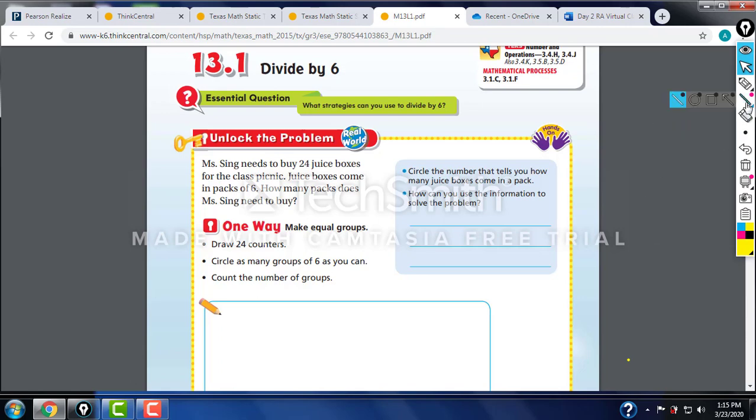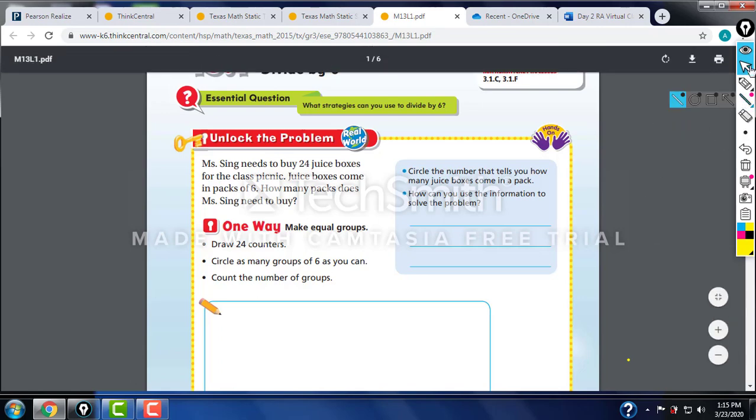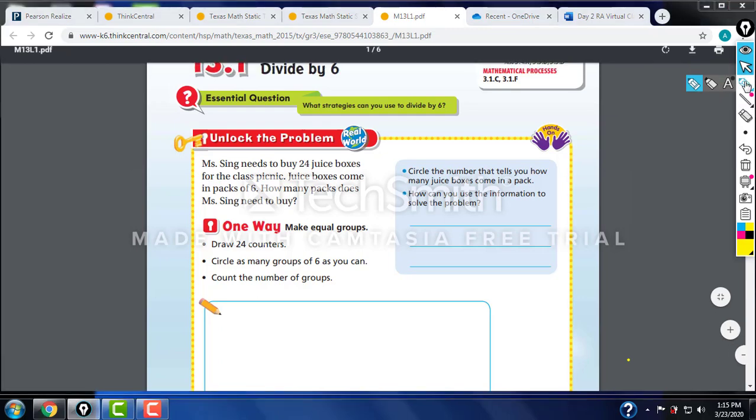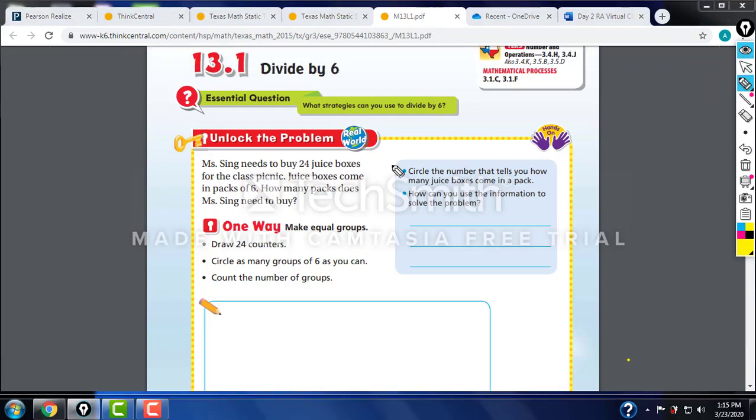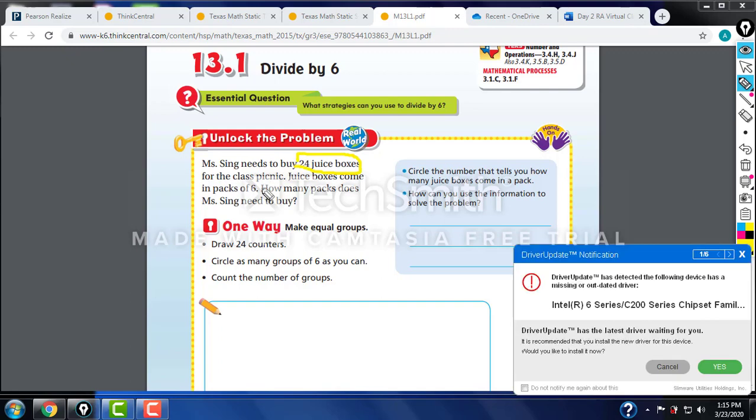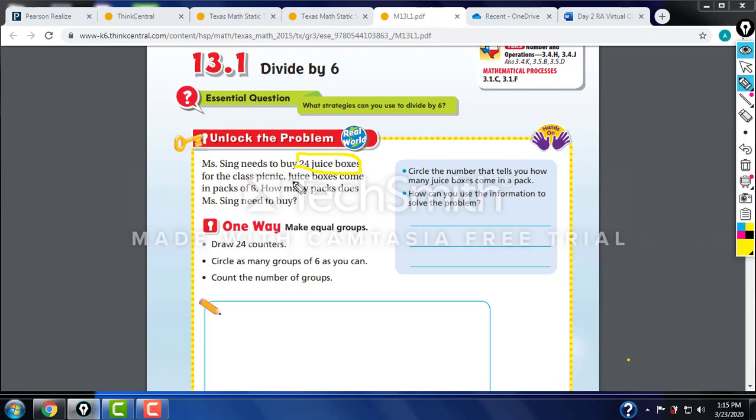First thing we need to do is analyze the question that they're asking us. So let's go ahead and do that right now. So take your pencils. So Mrs. Singh needs to buy 24 juice boxes. Here we know we have to circle that. For the class picnic, juice boxes come in packs of 6. So we know that's going to be part of our problem.